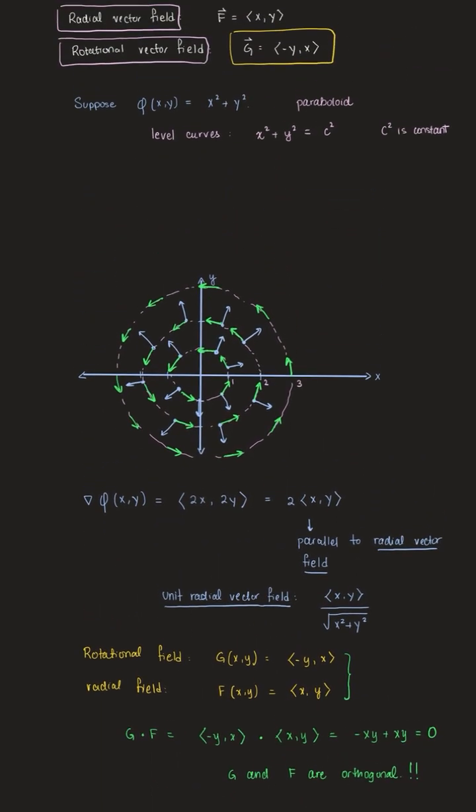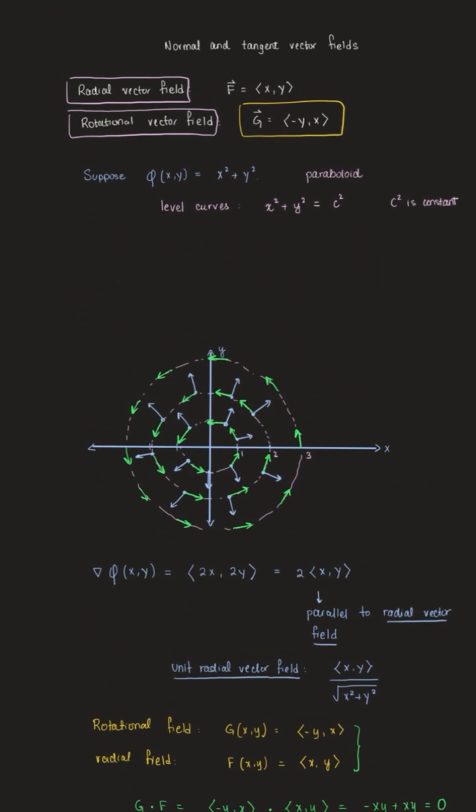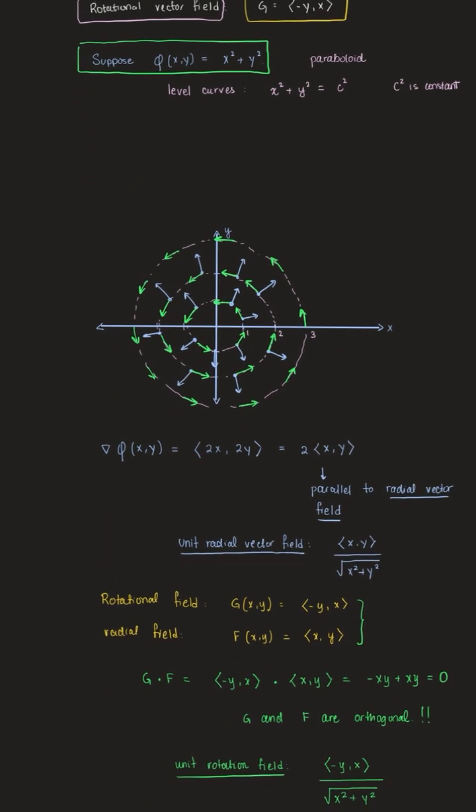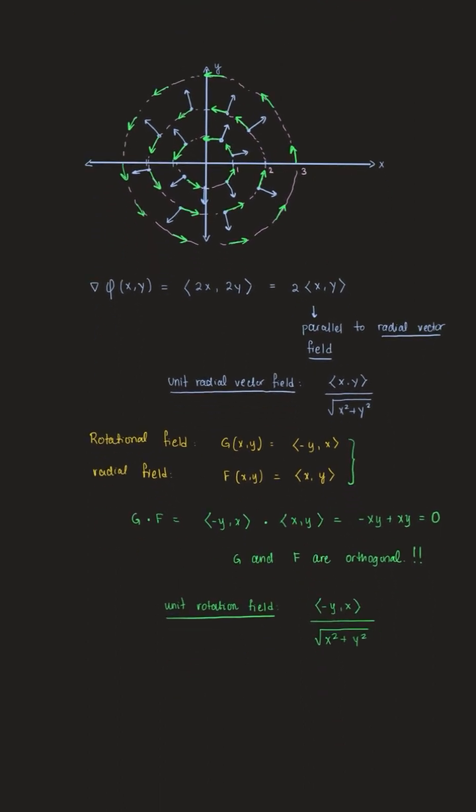And also, of course, in relationship to our paraboloid multivariable function, phi of x, y is x squared plus y squared. So we sketched its level curves. The field that's drawn in blue is the radial vector field, which is parallel to the gradient of phi. And the field that's sketched in green is the rotational vector field, which is perpendicular to the radial vector field. So those are some interesting relationships between the vector fields that we've explored.